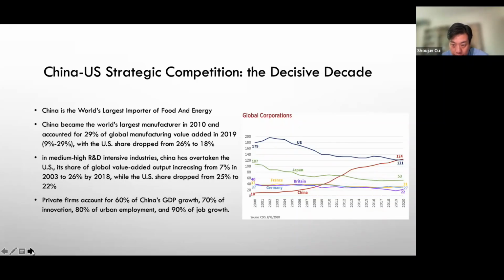Meanwhile, the number of U.S. companies in the Fortune 500 dropped to 121. So this is the first time.